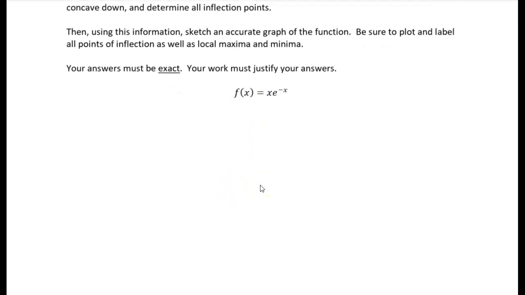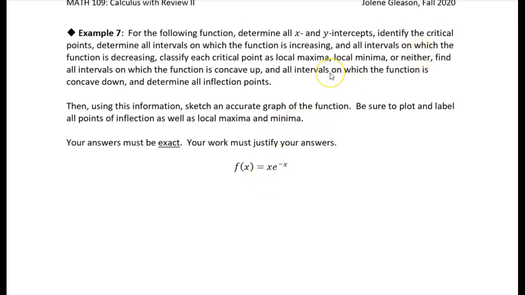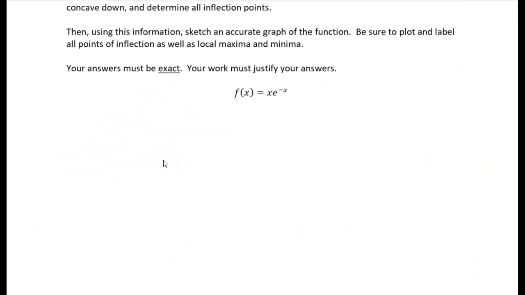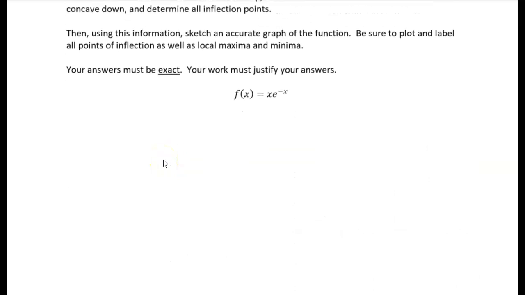So let's look at what the problem says. We want to determine the x and y intercepts. We're going to identify the critical points, determine the intervals for which the function is increasing or decreasing, and classify the critical points as maxima, minima, or neither. We're going to find all the intervals where the function is concave up or concave down and determine the inflection points, all this stuff. And then we're going to use that to help us graph the function. There's a graph down here and a table where we can fill in our results. But let's just start by looking at this function.